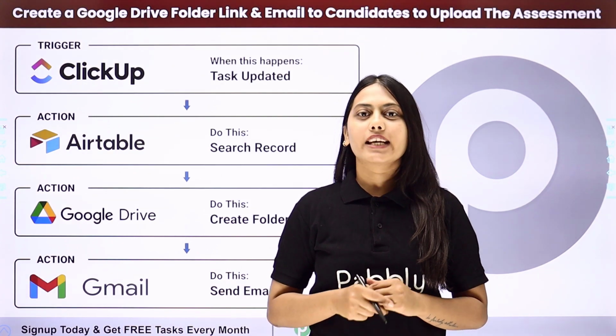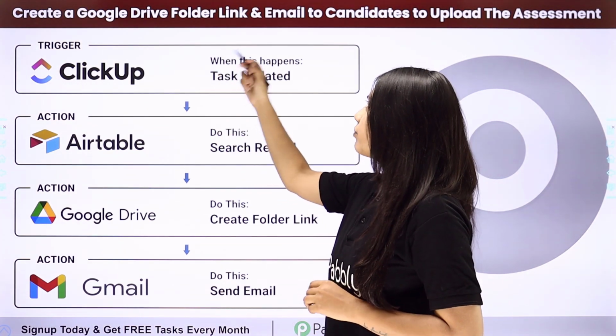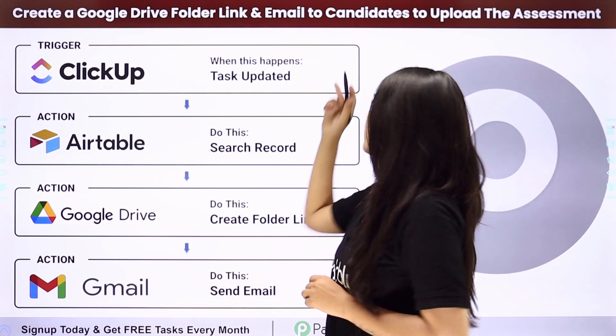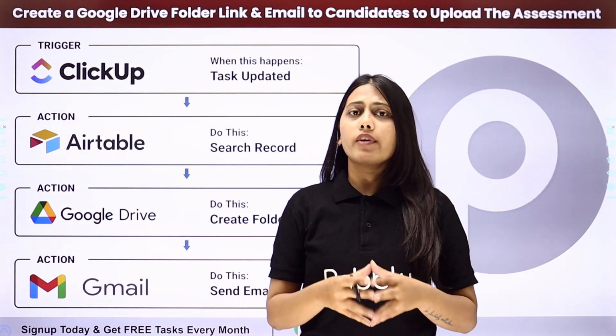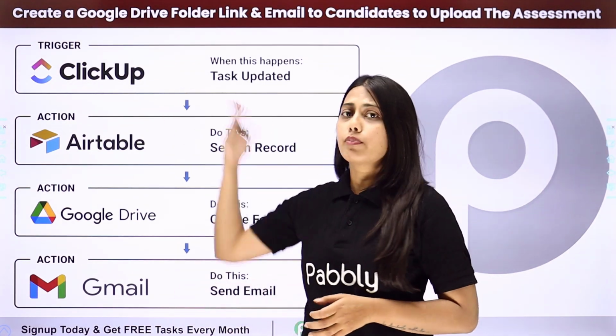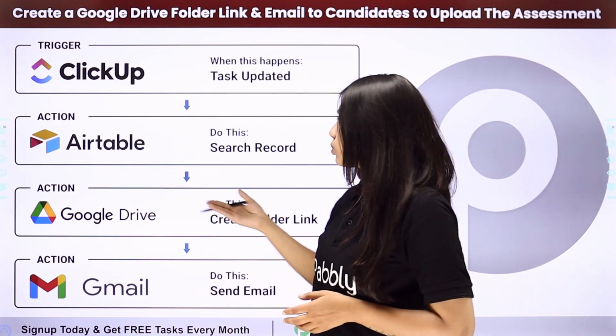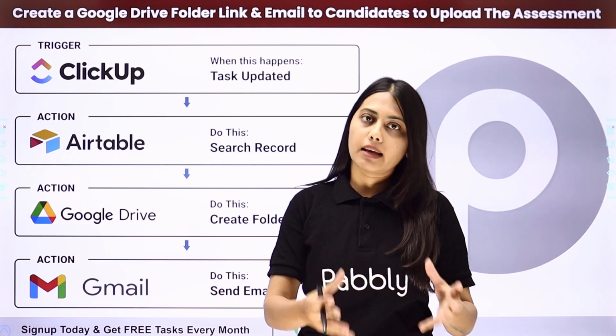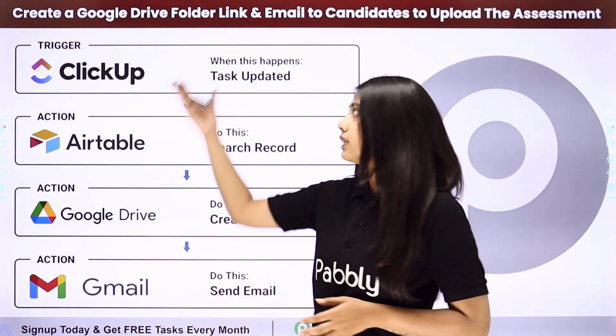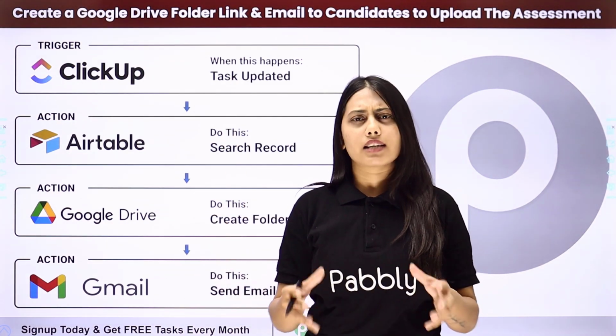Hello everyone. Today we will learn how to create a Google Drive folder link and email it to candidates to upload their assessment. Whenever you update a task in your ClickUp for any specific candidate, you search for the record in Airtable, create a Google Drive folder link, and then send them an email along with the link. Doing this again and again manually is a time-taking task.